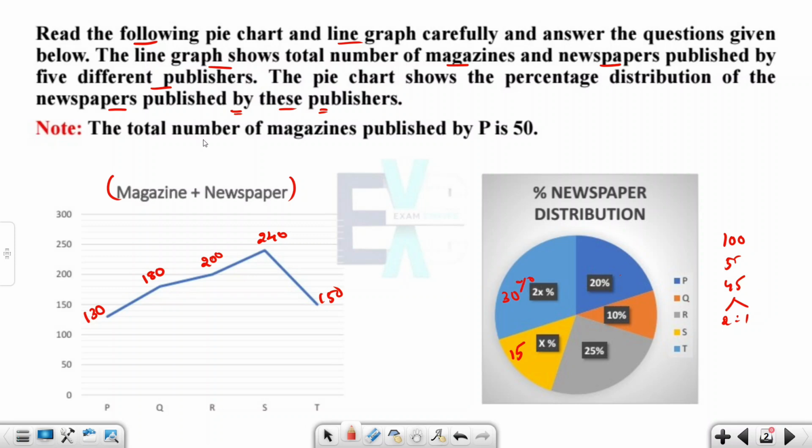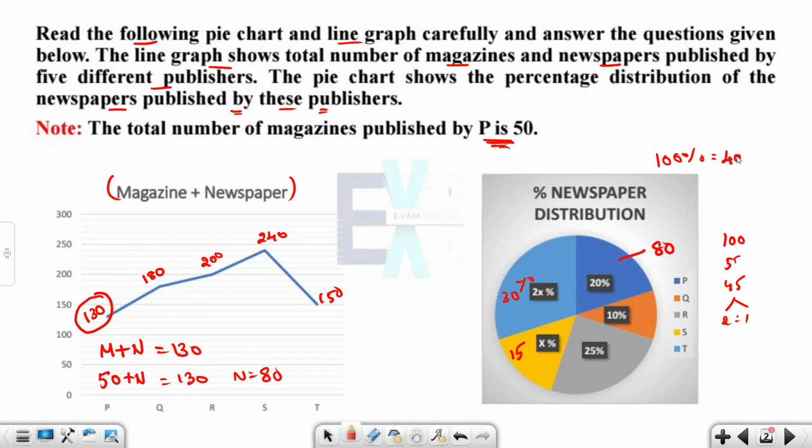And they clearly mention the total number of magazines published by P is 50. See, what is this 130? 130 is magazine plus newspaper. In that, how many magazines were published by P alone? 50. Then what about newspapers? Newspapers will be 80. That means 20 percentage is 80. Then how many newspapers were printed by these five companies? It is 400 newspapers. So 400 newspapers were printed by all the five companies.